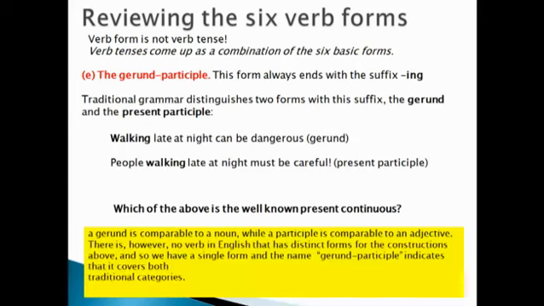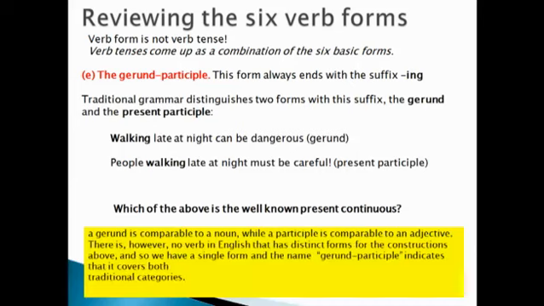The gerund participle, which always ends in the suffix -ing. Traditional grammar distinguishes two forms with this suffix, the gerund and the participle, and we group them together to discuss. An example of the use of the suffix in the gerund is: walking late at night can be dangerous. In the present participle, we have: people walking late at night must be careful.